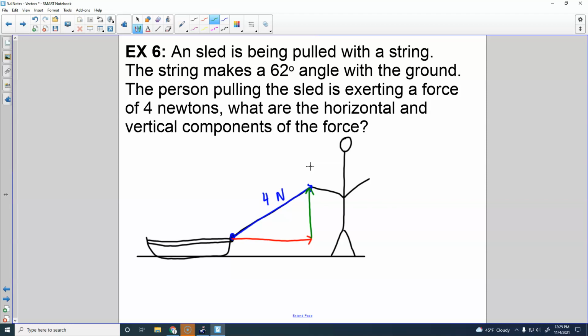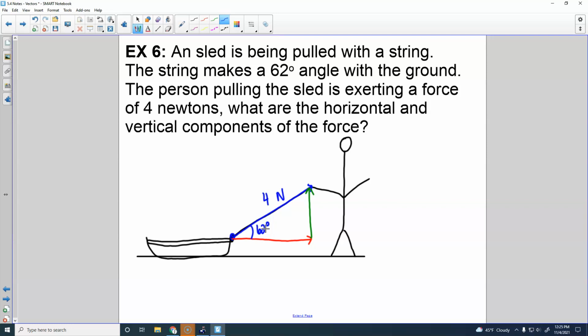However, to pull the sled at a perfectly horizontal, you would have to get down on your hands and knees and pull the sled along the ground, which would not be most convenient, right? So whenever we pull the sled, we generally are going to pull it at some sort of angle like this. So what we want to know is what are the horizontal and vertical components of the force. So basically, how much of our force are we wasting and how much of it is actually being used to pull the sled. So this is 62 degrees right here.